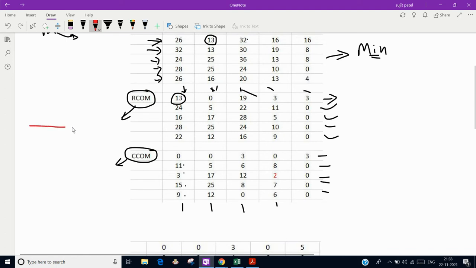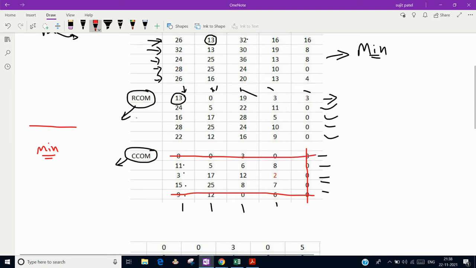Draw lines covering the zeros, and the number of lines should be minimum. Try to draw the minimum lines. There are n number of ways to draw the lines, but we have to draw them in such a way that we cover all the zeros in the minimum number of lines. So here I'm going to cover it: first by this, second by this, and third by this line.